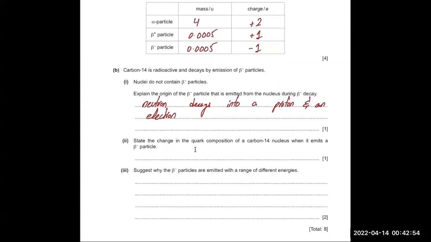State the change in the quark composition of a carbon 14 nucleus when it emits a beta minus particle. So we've done this. Whenever you have a beta minus decay, irrespective of what element decays into what element, a neutron will always change into a proton, and the same quark change would happen irrespective of the element involved. If you remember, a down quark changes to an up quark. On the other hand, if you have a beta plus decay, an up quark changes into a down quark.